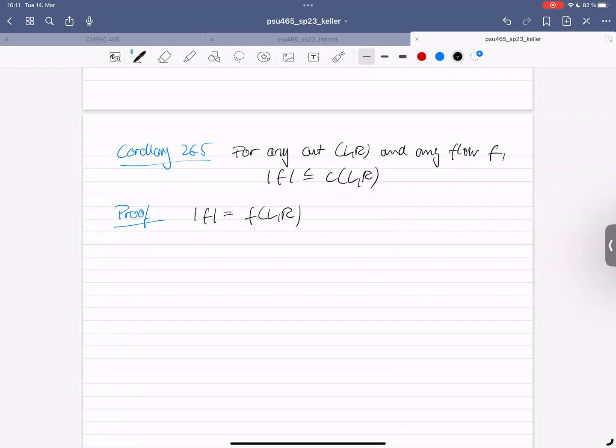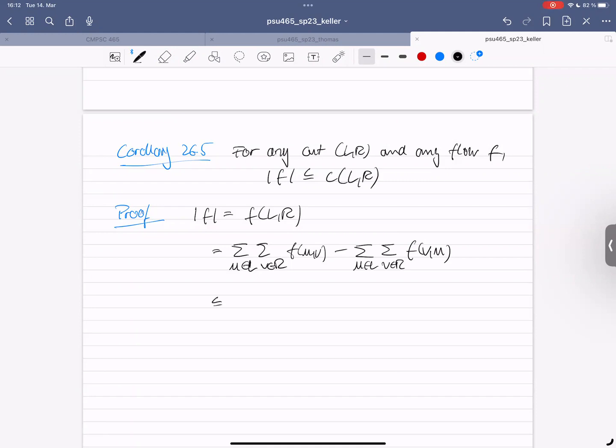Let's write the definition of this again. So the definition of the net flow is simply by counting everything that goes from left to right minus everything that comes back. So sum over U in L, V in R, F(U,V), minus the sum over U in L, V in R, and now reverse, we take F(V,U). So this is everything that comes back. This is how we define the net flow across a cut.